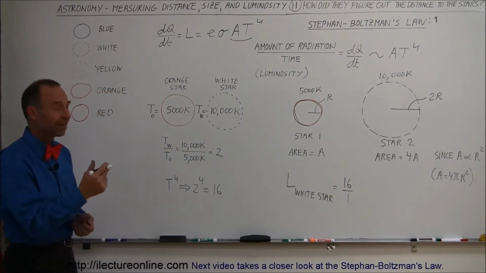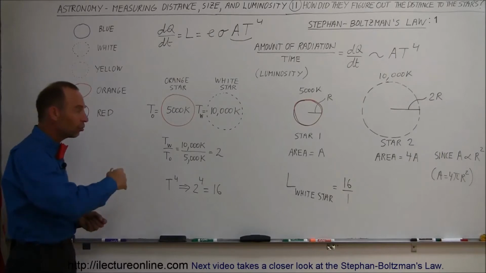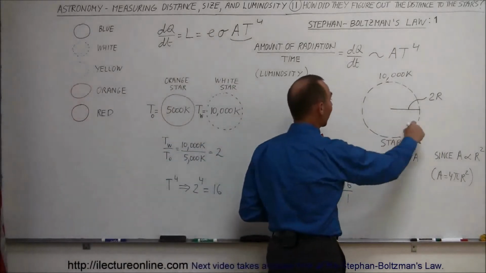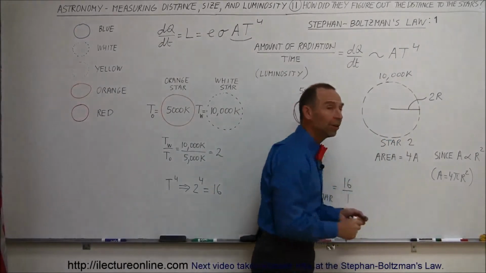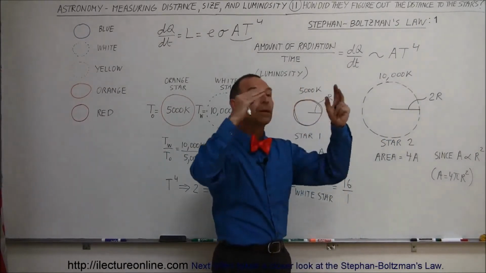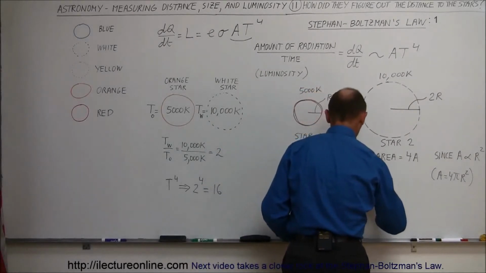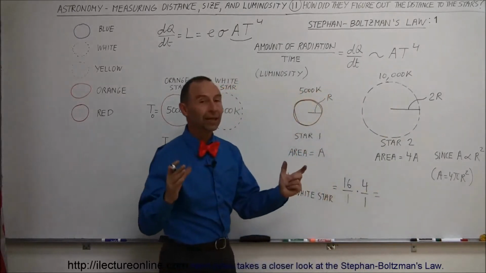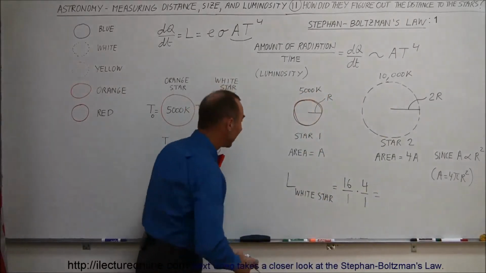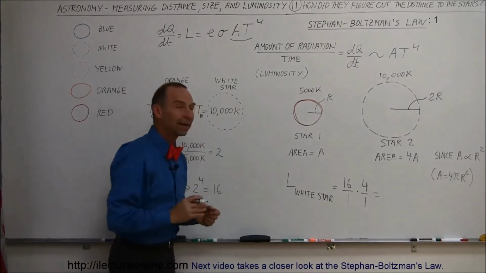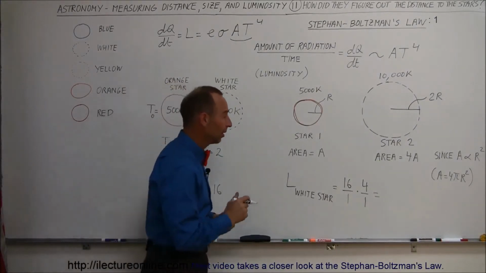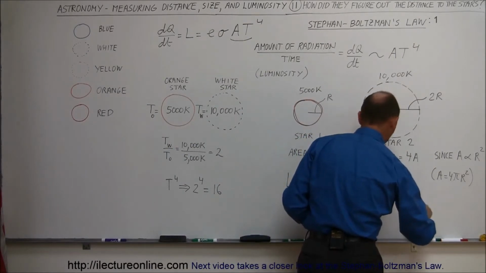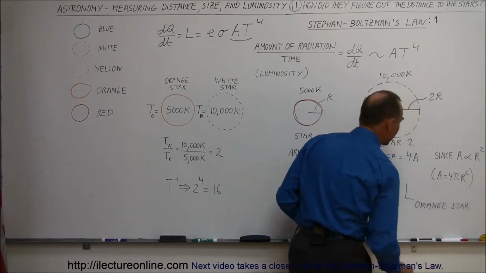So the white star is going to be 16 times brighter or more luminous than the orange star simply because of the temperature. But not only that, because of the size, it also has 4 times the area, so it's going to be 4 times as luminous simply because it is bigger. So we multiply that times 4 to 1, and it turns out that this white star, being twice as big in diameter, therefore 4 times as big in area, and twice as high in temperature, twice as hot, that the luminosity will be 64 times the luminosity of the orange star.